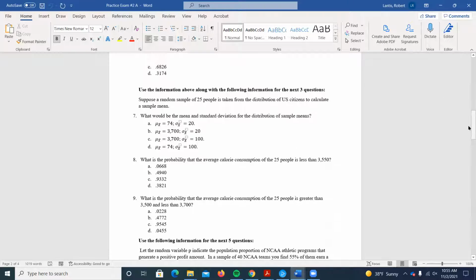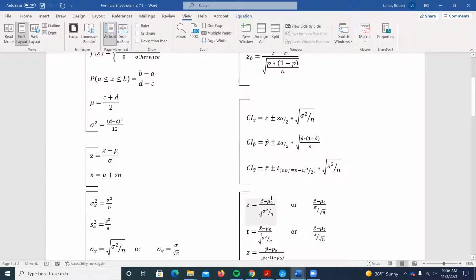Okay, so the next 3 questions stem from that same initial information. We're just told that instead we have a sample of 25 people from this calorie consumption variable. What would the distribution of those sample means be? Okay, so we want the mean and the standard deviation. If we look at the formula sheet, we'll be reminded that when I'm looking at the sample mean, the variance is just the variance of the original variable I sampled from divided by my sample size.